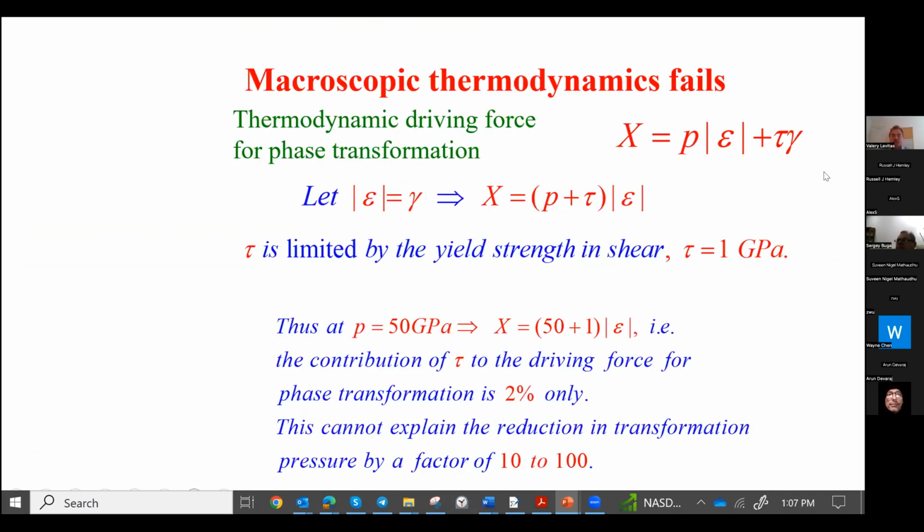The key problem is that macroscopic thermodynamics fails to explain these results because shear stress is limited by yield strength in shear, say 1 GPa. If we include this in the thermodynamic driving force for phase transformation, the effect of shear stress is between 2 and 20%. So it does not produce such an effect.